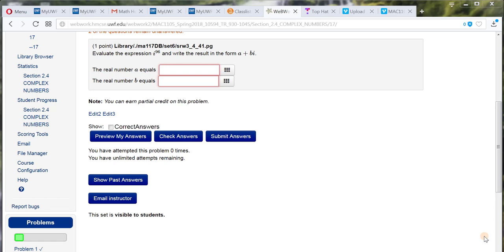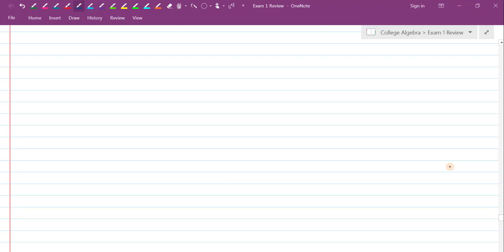So I had a student write me and ask for help with this problem. This is 2.4, number 17, and it's asking for us to reduce i to the 96 and put the final solution in a plus bi. So let me switch screens here, and we will do that. So we have i to the 96.